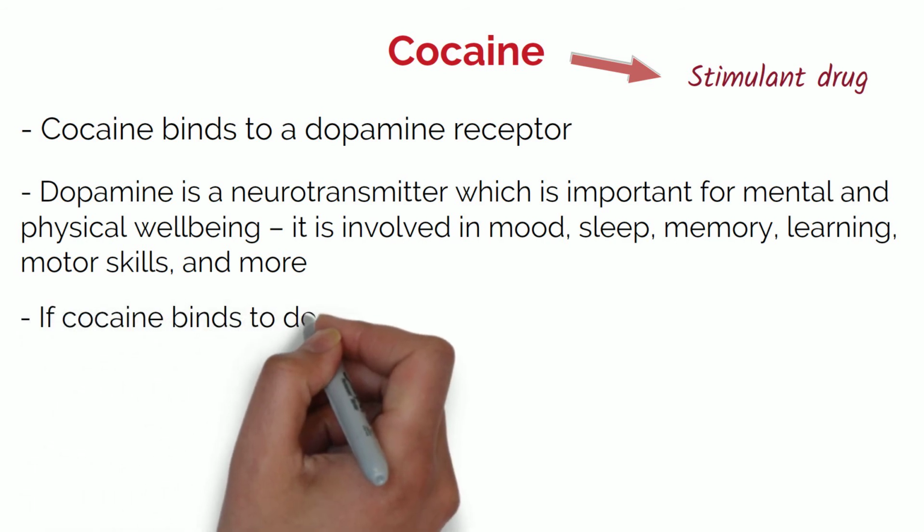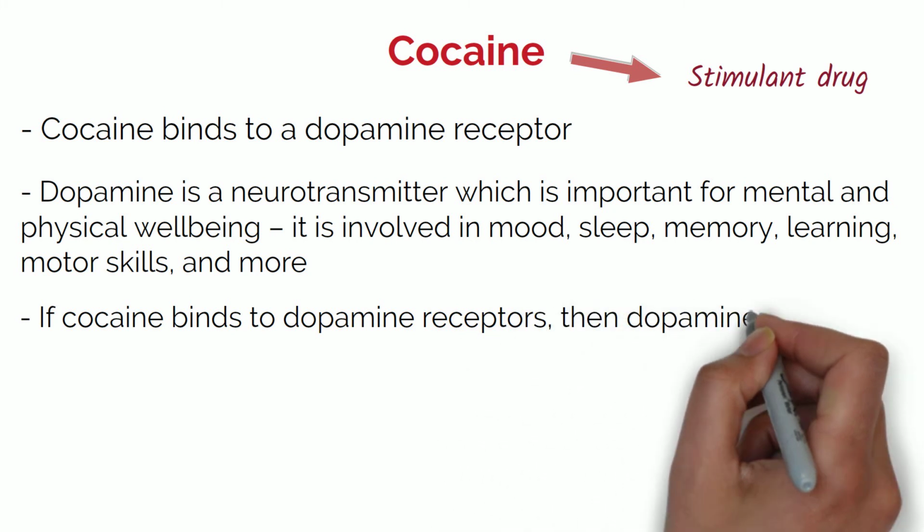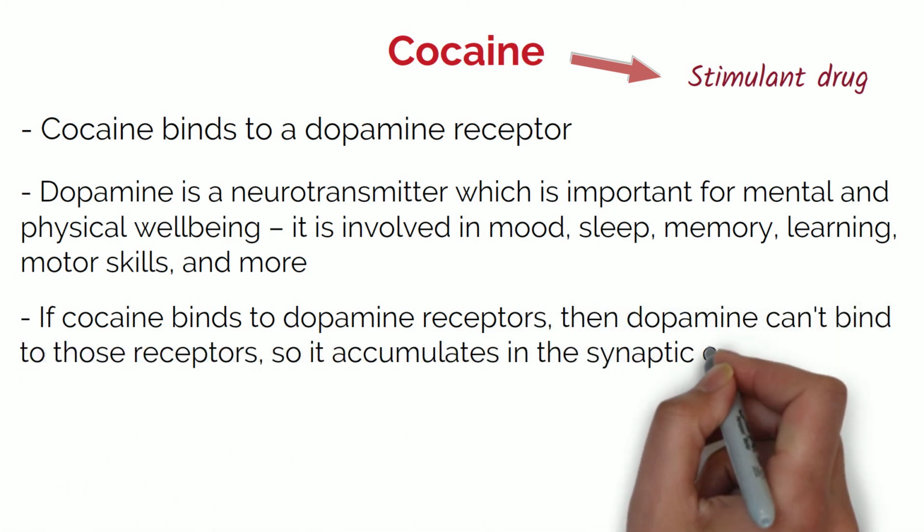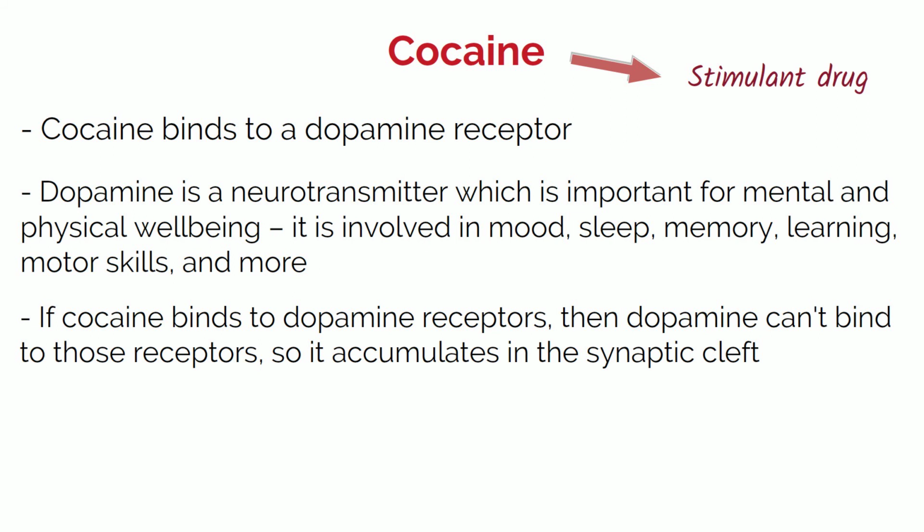When cocaine binds to dopamine receptors, it means that dopamine then can't bind to those receptors, so it starts accumulating in the synaptic cleft. So imagine that car park with loads of unwanted visitors in the marked spaces, and the people who were meant to park in those spaces are now queuing up in the car park, unable to go to work, because they don't have anywhere to park their cars.